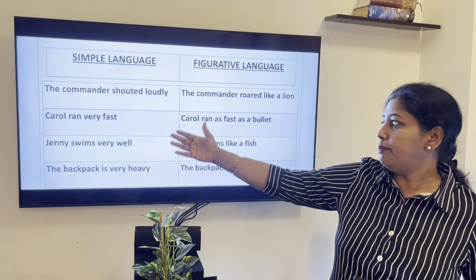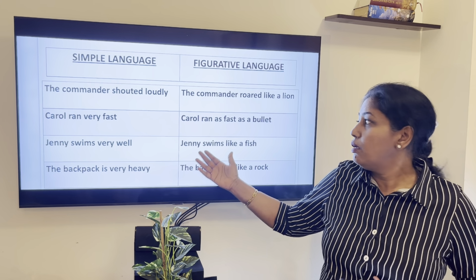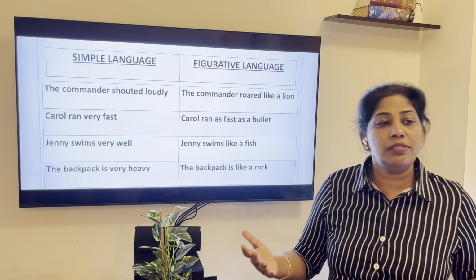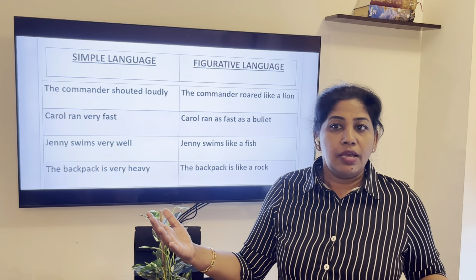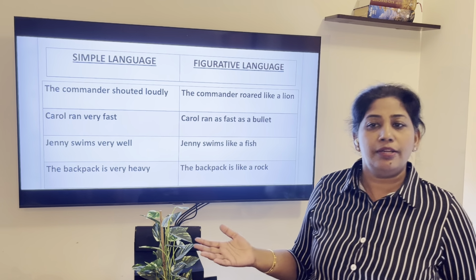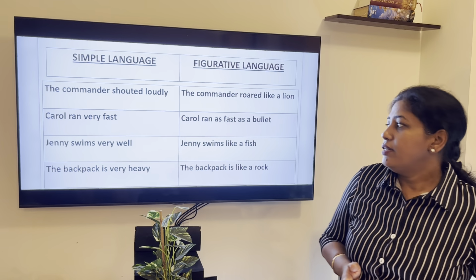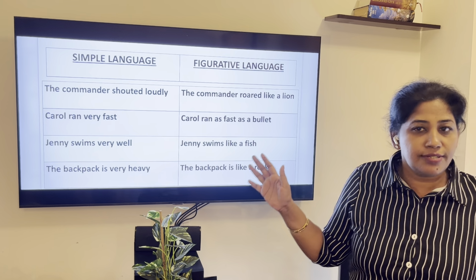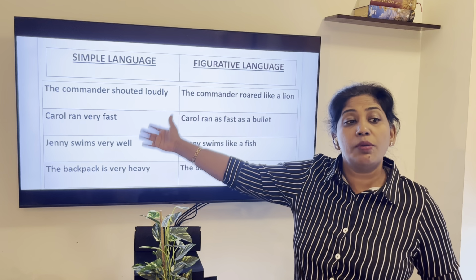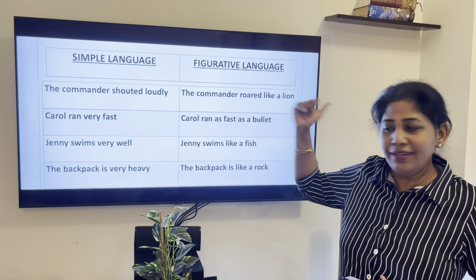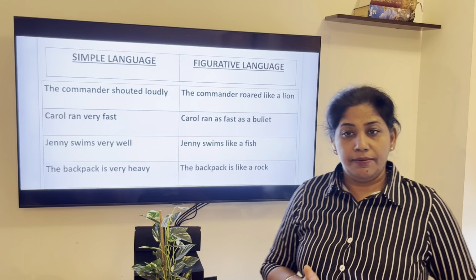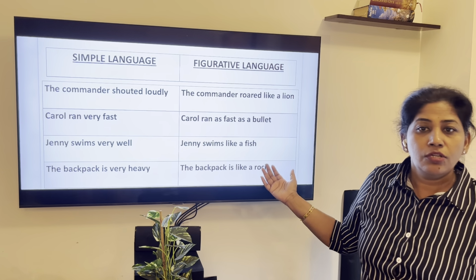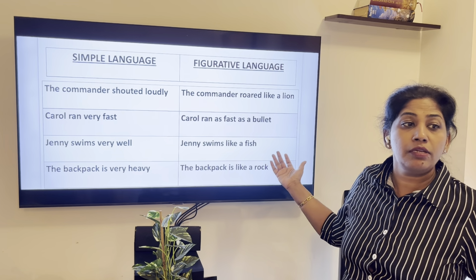Okay, let's look at another example. Carol ran very fast. Carol ran as fast as a bullet. So here there's a comparison of Carol and the bullet. And she is running as fast as a bullet. Getting it? Okay. Jenny swims very well. Jenny swims like a fish. It goes to say that she swims very well. Getting it? The backpack is very heavy. The backpack is like a rock. Like a rock. The rocks are heavy. We know that. So, another way of putting it is, the backpack is like a rock.